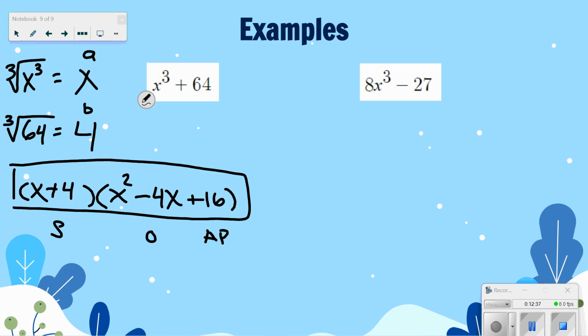You have 8x cubed minus 27. So we already talked about x cubed, perfect cube, obviously. What about 8 and 27? Are those perfect cubes? Yeah, what's our cube root of 8x cubed? And what's the cube root of 27? 3.